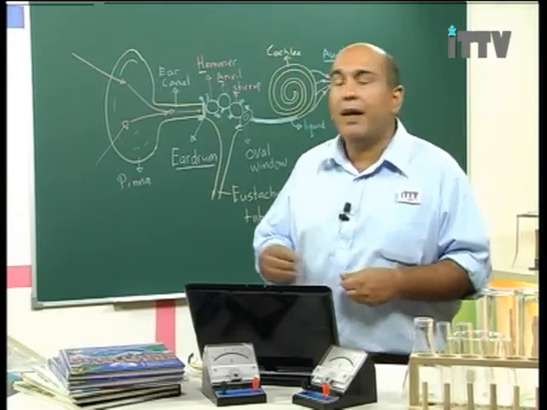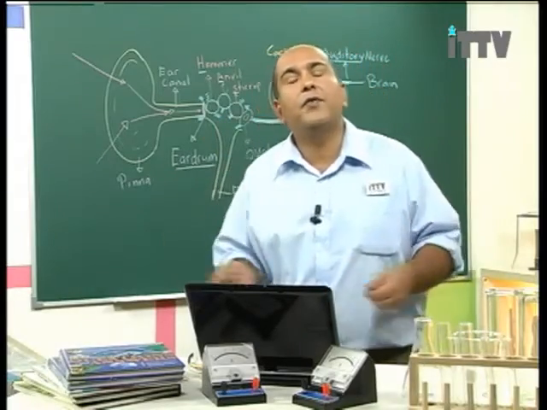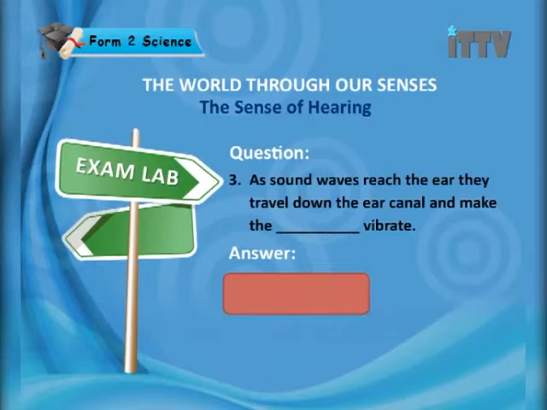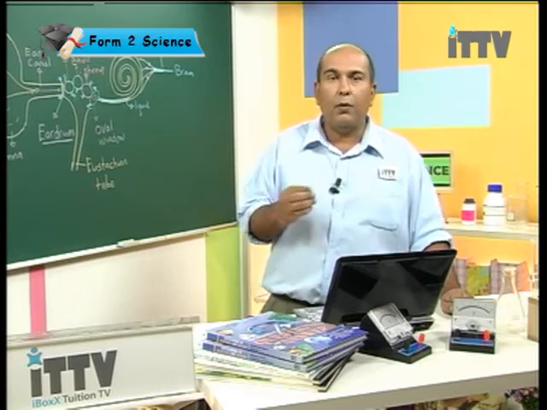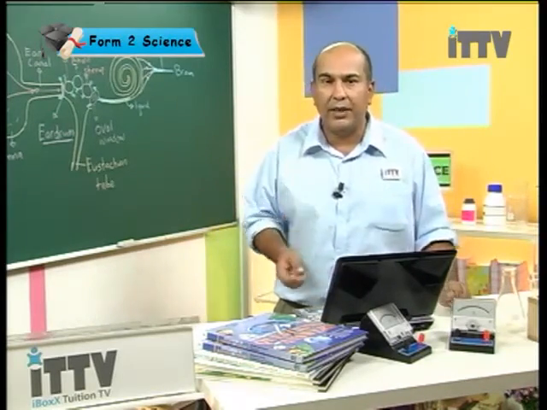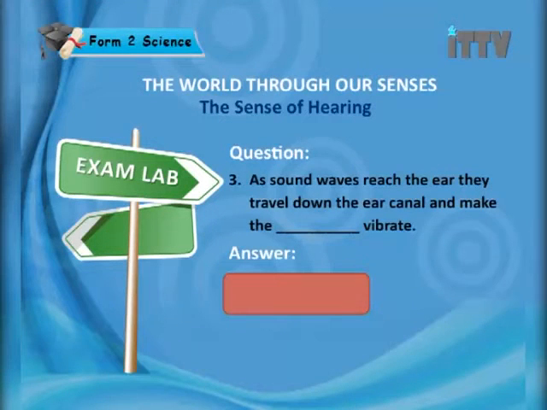Now that we've gone through the mechanism of hearing, let's try a few questions on the mechanism of hearing. As sound waves reach the ear, they travel down the ear canal and make the what vibrate? So remember, what is it that's going to actually vibrate? The first main thing that vibrates. We've got an answer. Let's have a look at it. The eardrum. As sound waves reach the ear, they travel down the ear canal and make the eardrum vibrate.